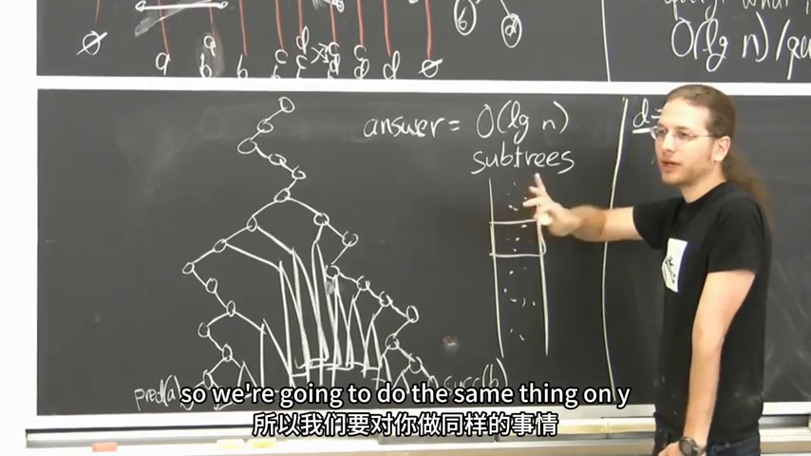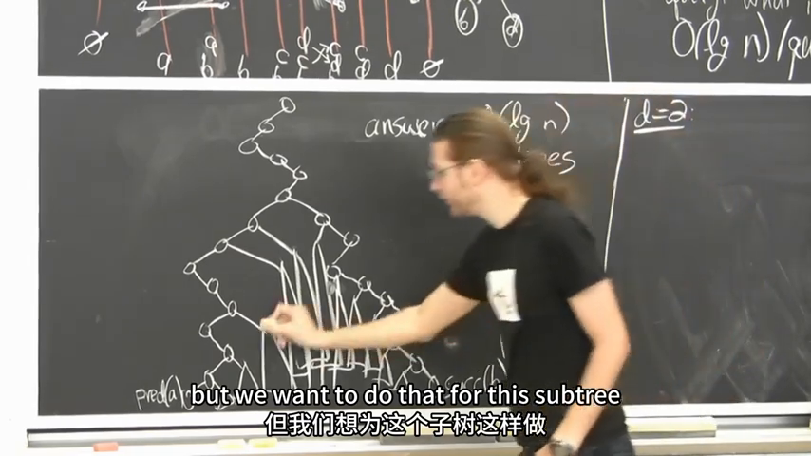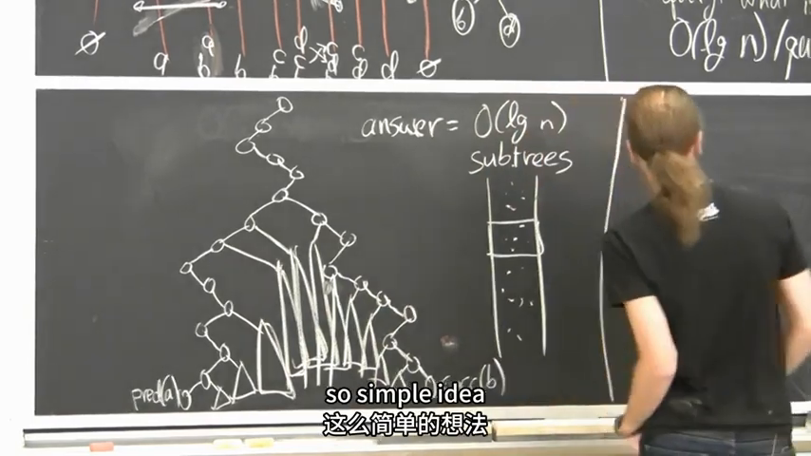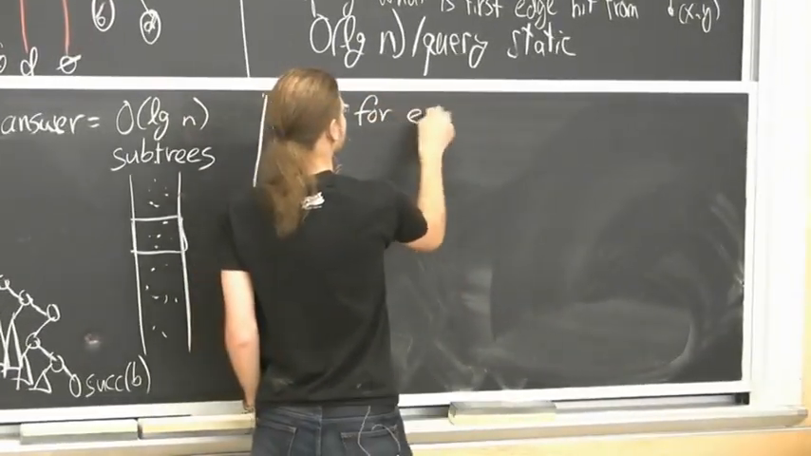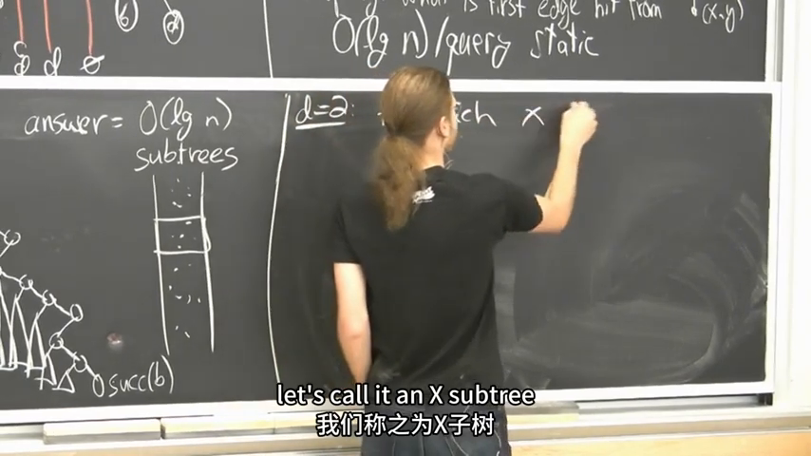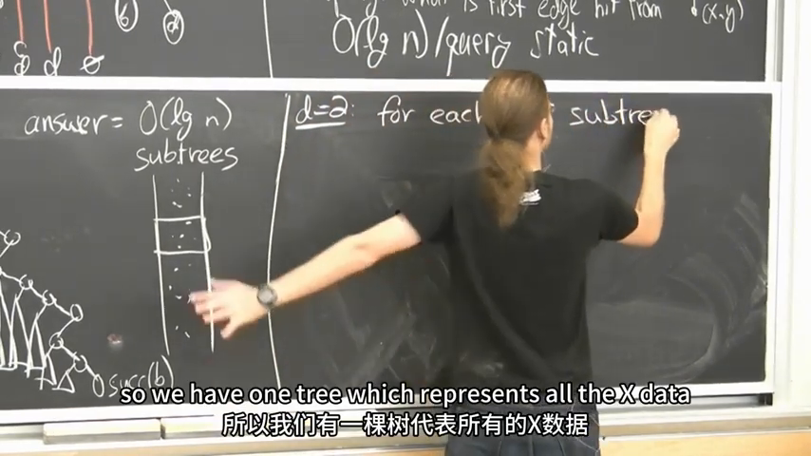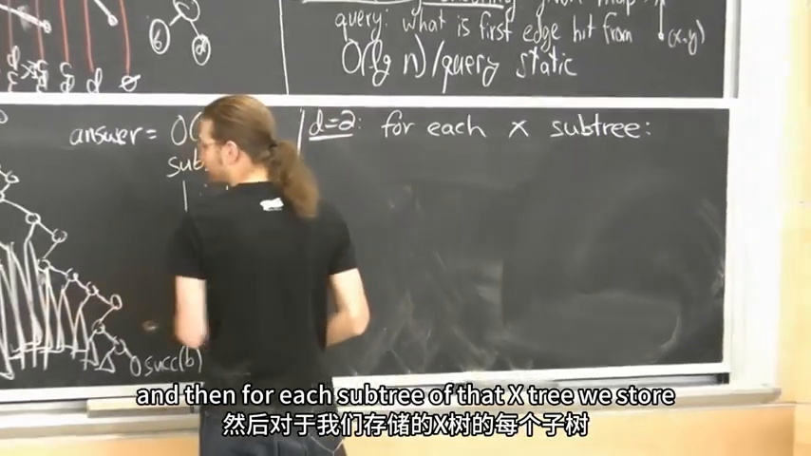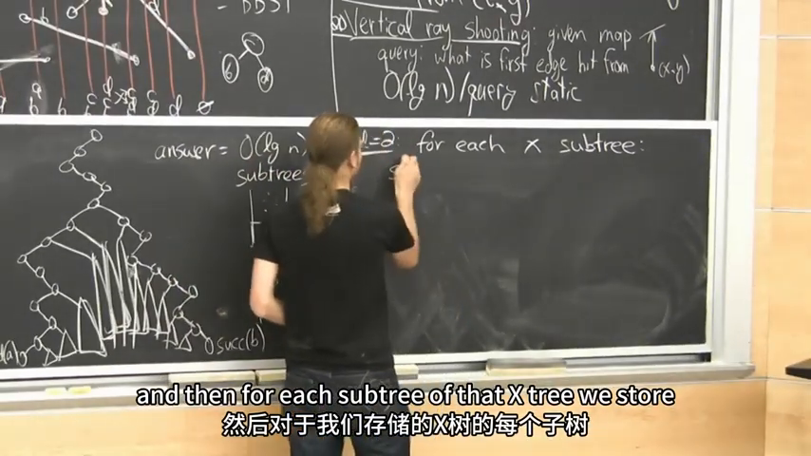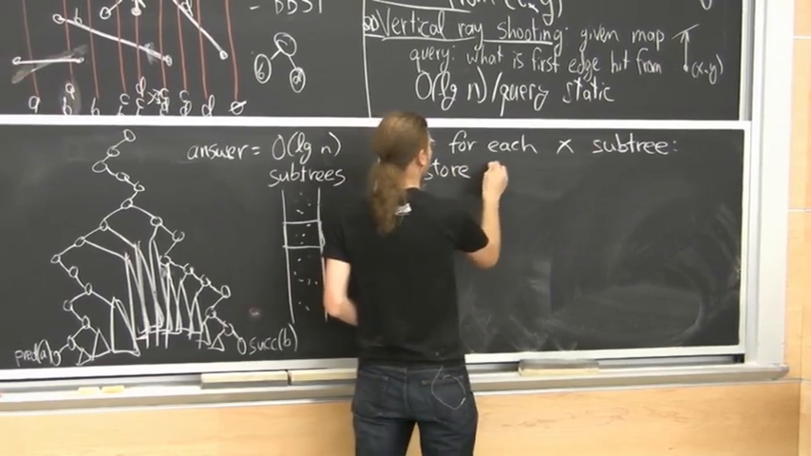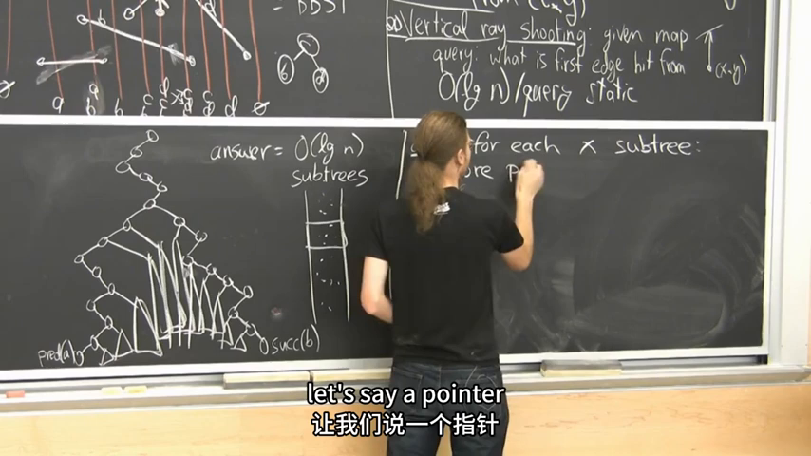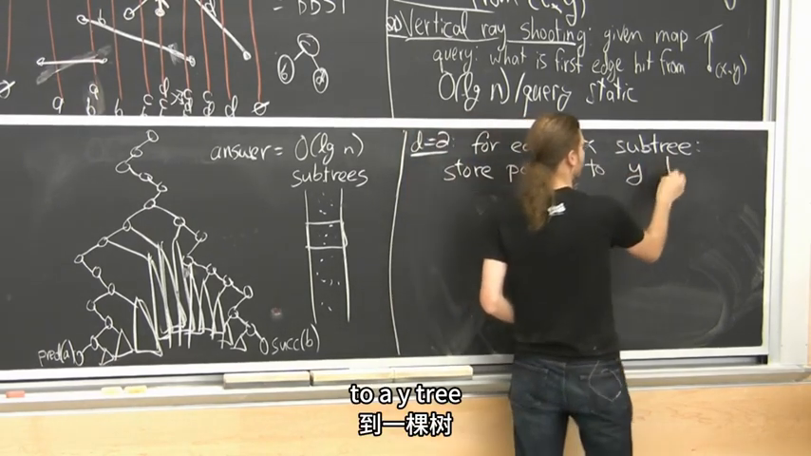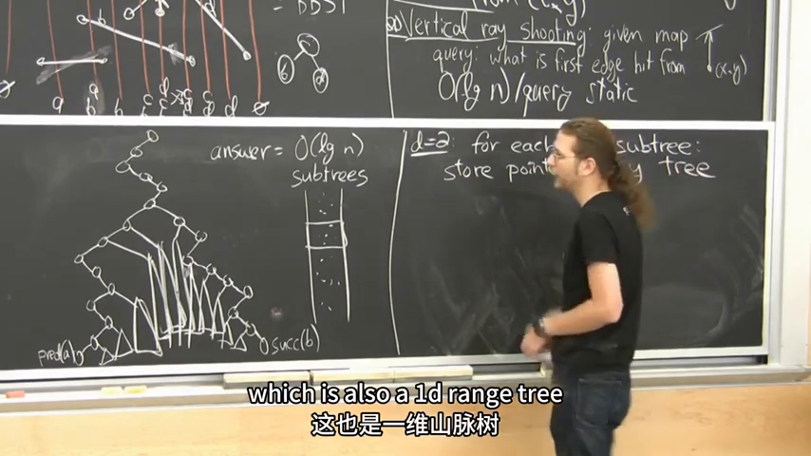So we're going to do the same thing on y, but we want to do that for this subtree, and we want to do it for this subtree, and for this subtree. So a simple idea, for each subtree, let's call it an x subtree. So we have one tree which represents all the x data. It looks just like this. And then for each subtree of that x tree, we store let's say a pointer to a y tree, which is also a 1D range tree.